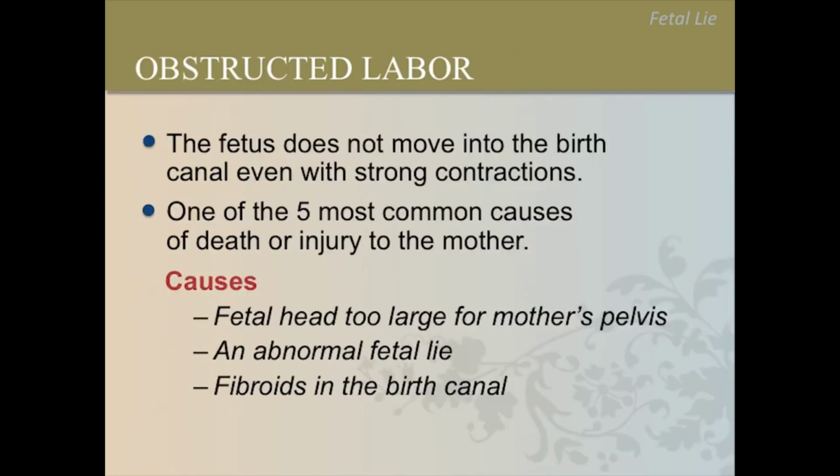Obstructed labor is a condition where the fetus does not move into the birth canal, even with strong contractions. It is the 5th most frequent cause of maternal death. The most common cause of obstructed labor is a fetal head that is too large for the mother's pelvis. An abnormal fetal lie and benign tumors like fibroids in the birth canal are also causes.